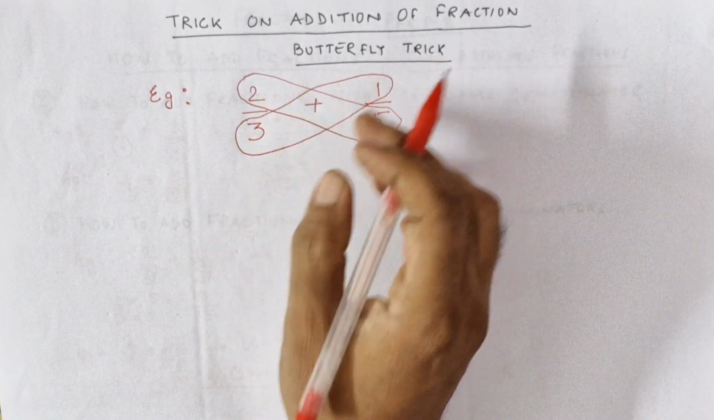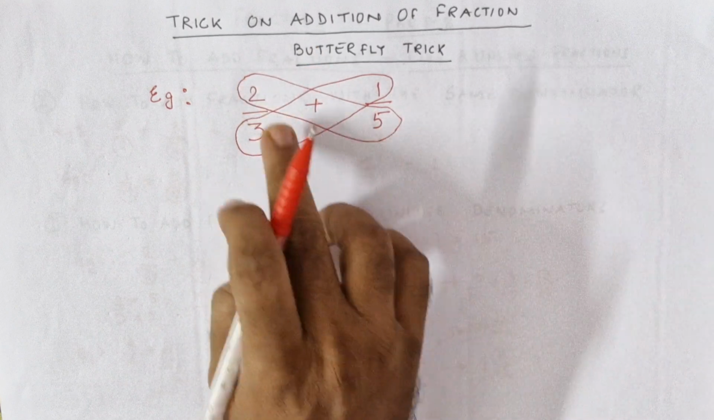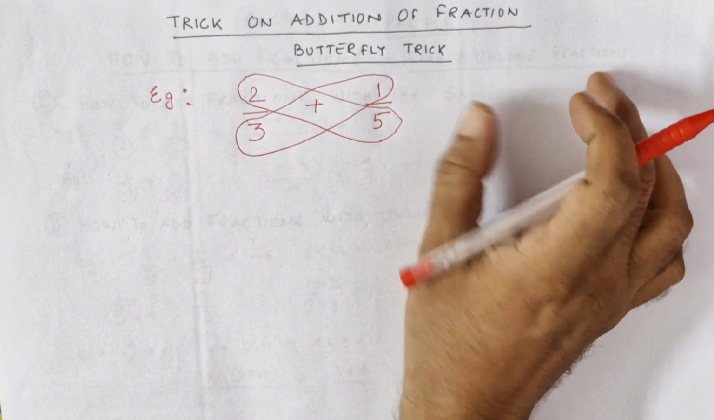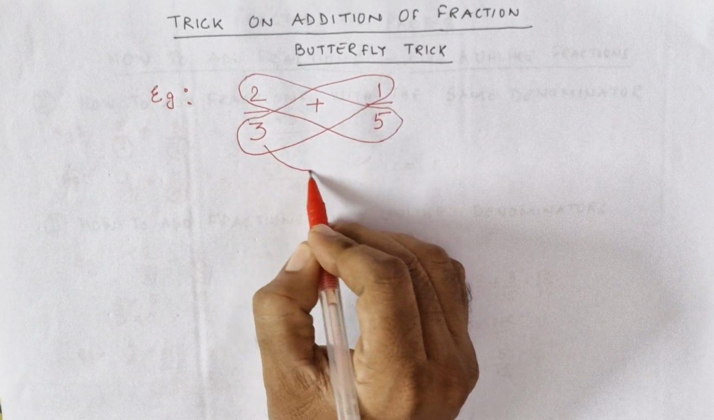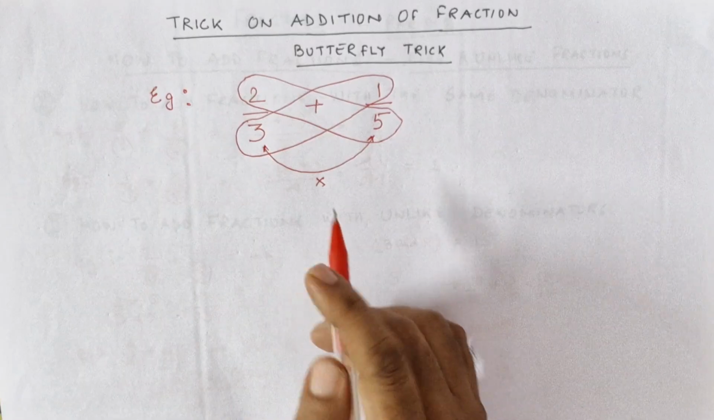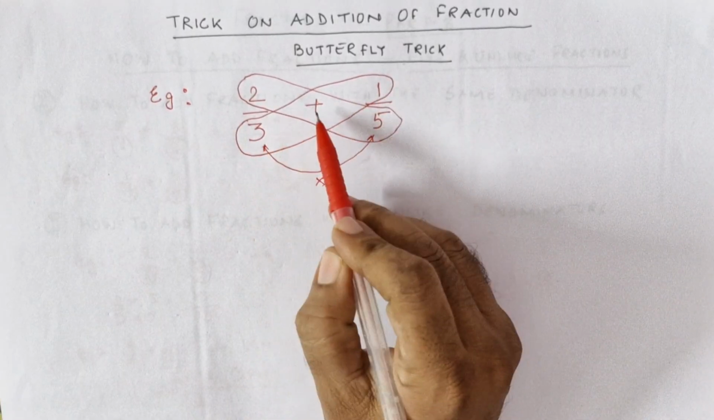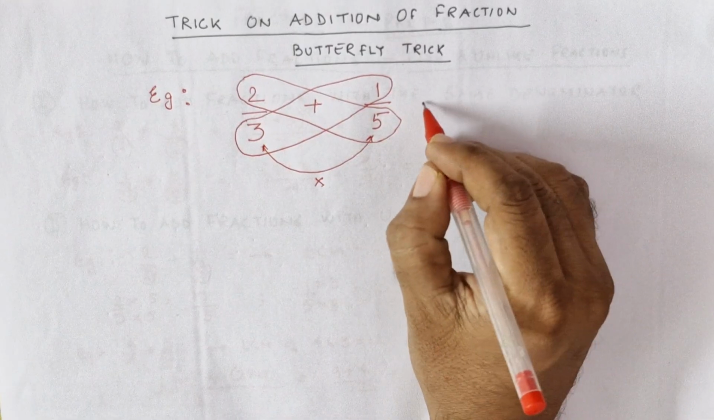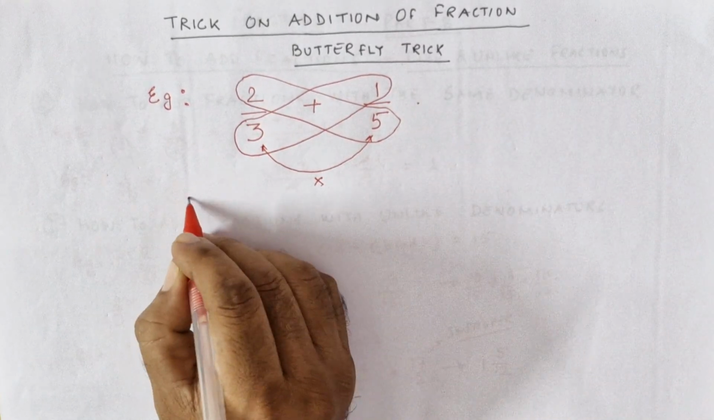So this into this plus this into this will go into the numerator, and in the denominator we'll multiply this one and this one. Got it? Again I'll repeat. See, this one will multiply plus will multiply this one. Got it? So the result will be, let's write it down.